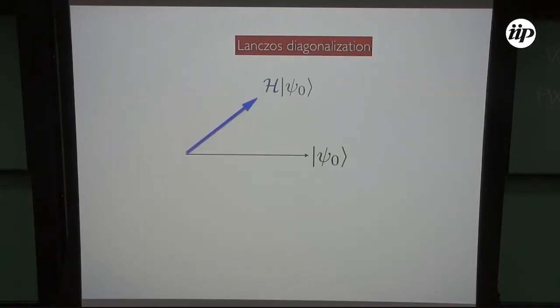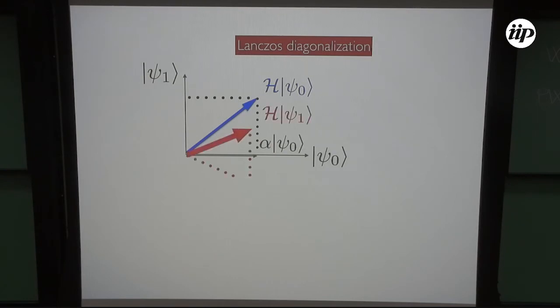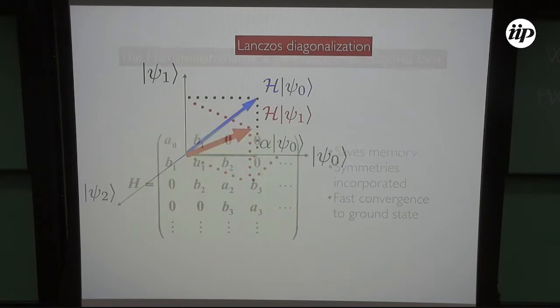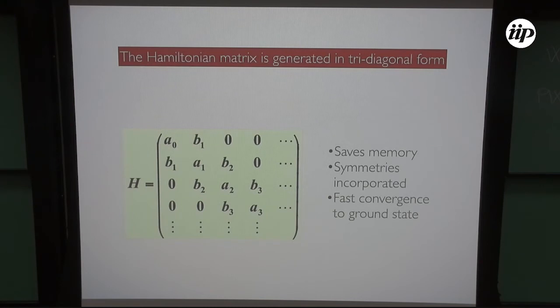So we do Lanczos diagonalization, which is just a procedure to extract the ground state. We start with a trial function, then we apply the Hamiltonian and look for a function psi1 which is orthogonal to it, and keep going forward and forward with this procedure. It's just a cute animation Thiago did, so I like it. We end up with a tridiagonal Hamiltonian in this form, which saves memory from keeping the whole Hamiltonian, and the symmetries are incorporated, and it converges fast to the ground state if we choose wisely the initial guess for the wave function.